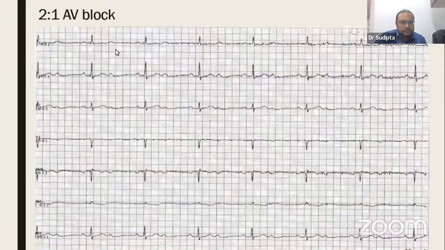So this is a 2:1 AV block. Here we can see that there is one P wave which is conducted and the next P wave which is not conducted, again followed by one P wave which is conducted. So this is a 2:1 AV block.